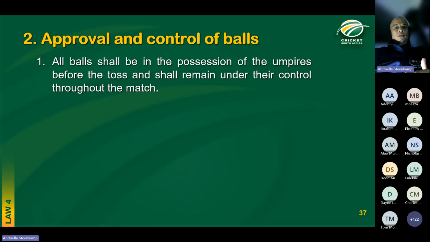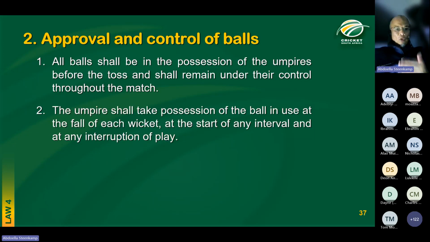The law tells us that the ball is to be in the possession of the umpire before the toss, and that the ball remains under the control of the umpires throughout the game. Umpires also take possession of the ball at the fall of each wicket. As soon as a wicket falls, you ask the fielding team to give you the ball. You keep the ball until the new batter arrives. Once the team gets into position, you then pass the ball back to the fielding team.